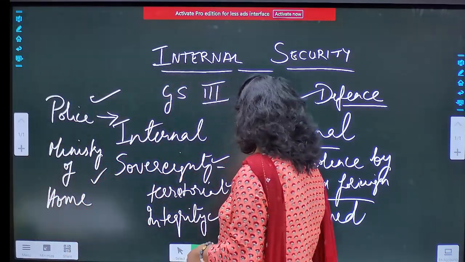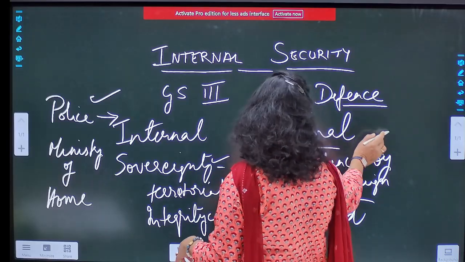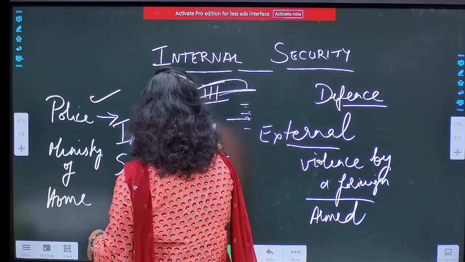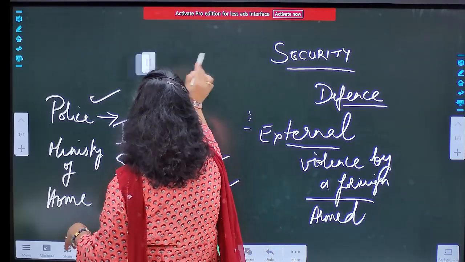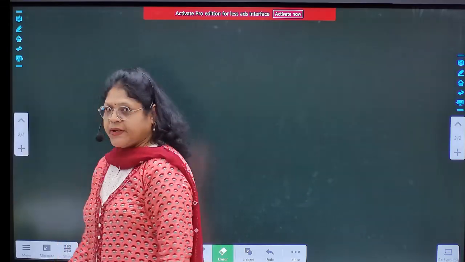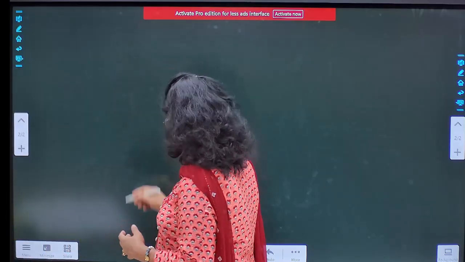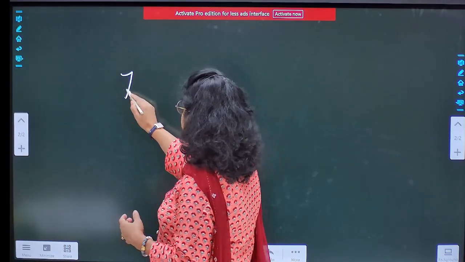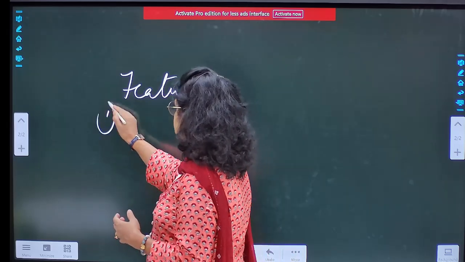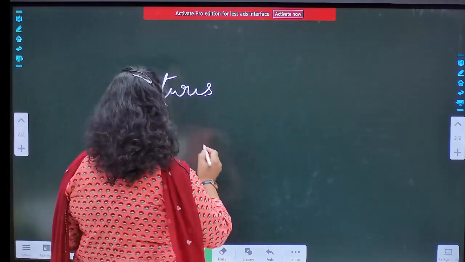Okay. So now we go on to the next. So we get into what exactly are the features of internal security. The features. So what are the features of internal security? One is safeguarding the sovereignty of the nation.